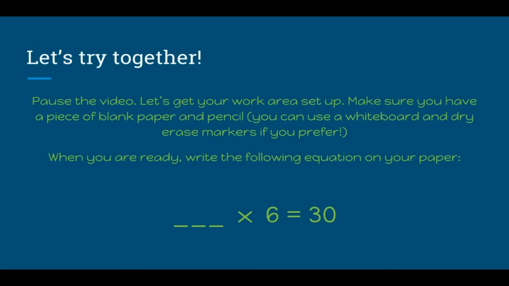Pause the video. Let's get your workspace set up. Make sure you have a piece of blank paper and a pencil. You can use a whiteboard and dry erase marker if you prefer. When you are ready, write the following equation on your paper. Blank times 6 equals 30. When you're all set, press play and we can continue.